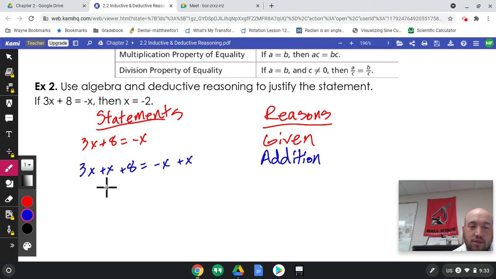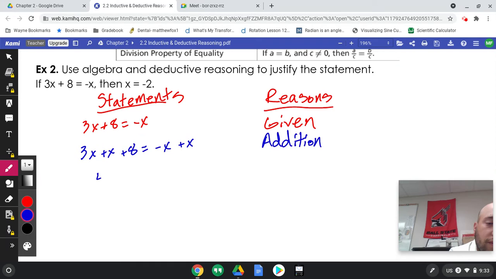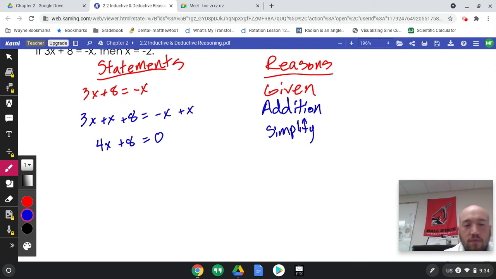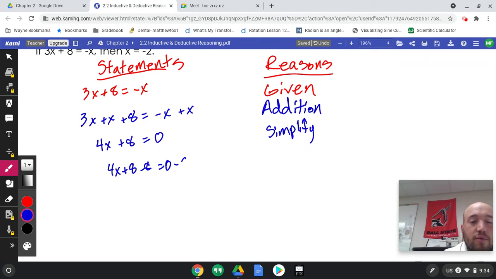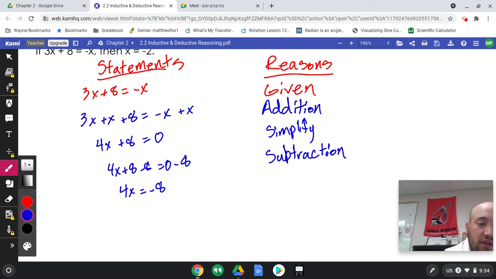Okay, now we're going to combine our like terms. So 4x plus 8 equals 0, and that's because we're simplifying. And at this point, we need to move the 8 over. So 4x plus 8, if we subtract it from one side, then we'll subtract it from the other. So that's our subtraction property of equality. So 4x equals negative 8 if we simplify.